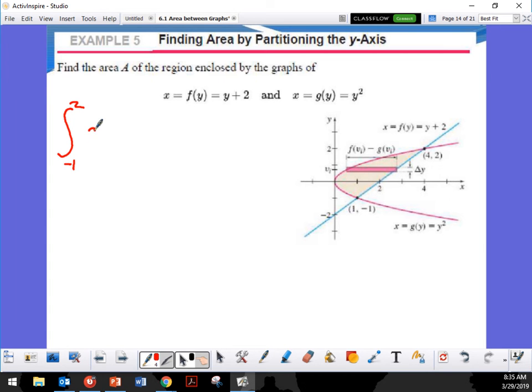So I'm going to rewrite this as 2 plus y minus y squared dy. I just rewrote it so it's in order according to the degree. You didn't have to, but when I do my integration, I like order on occasion. Do the integration, so this is going to be 2y plus y squared over 2 minus y cubed over 3 from -1 to 2.